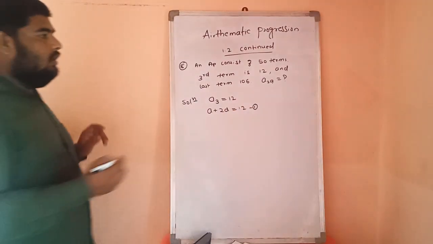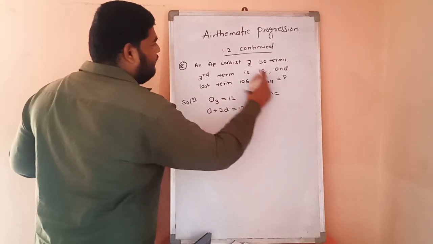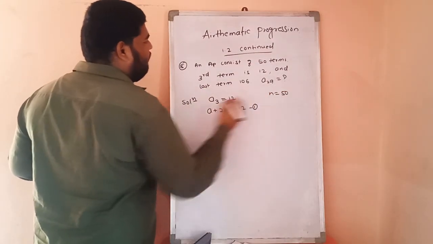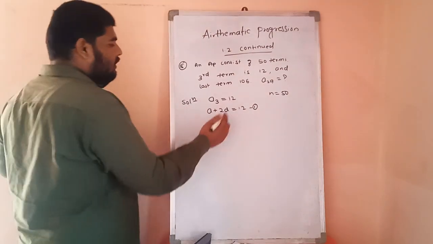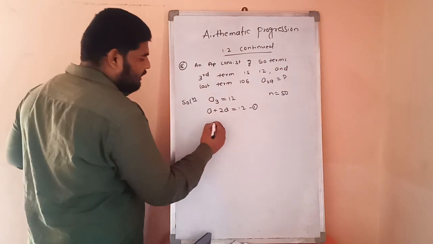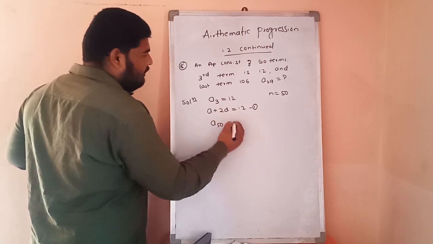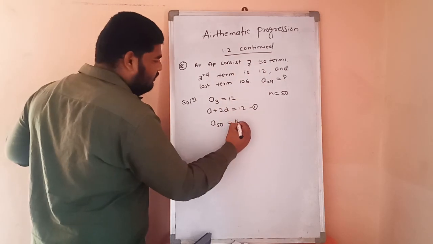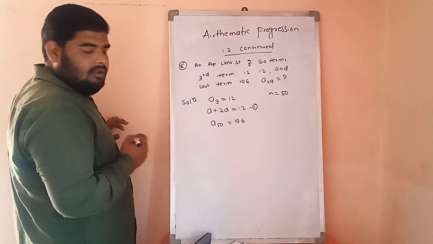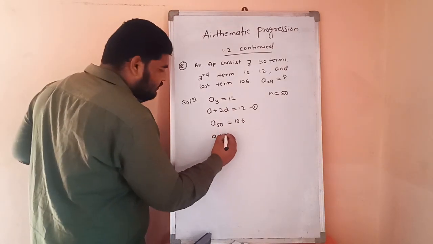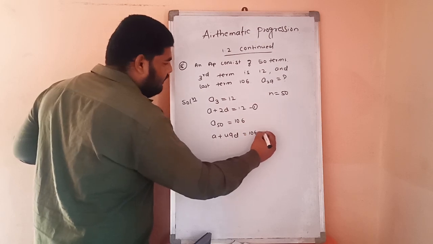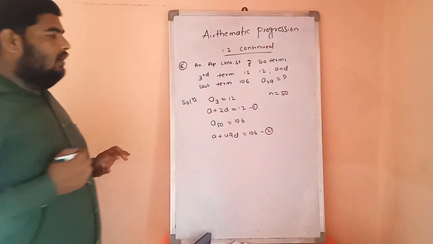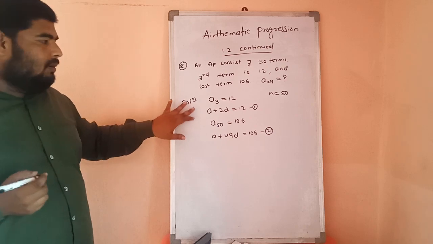Again, here the n value is already given. The n value is how much? 50. Correct, there are 50 terms. So you know the last term, that is A50. A50 is how much? 106. So a plus how many d's? 49d is equal to 106. Equation 2. Same as the seventh problem.